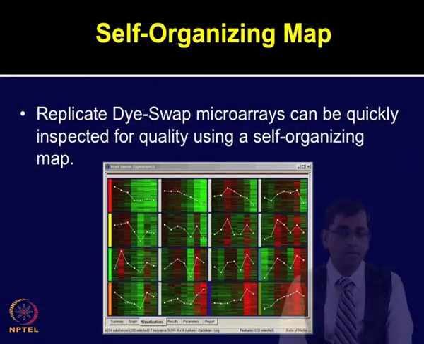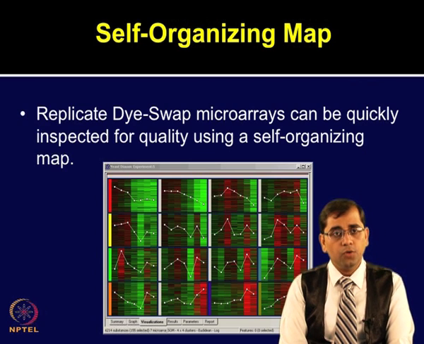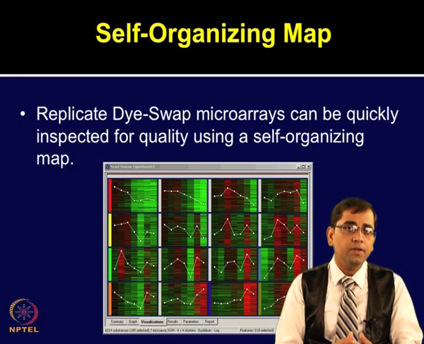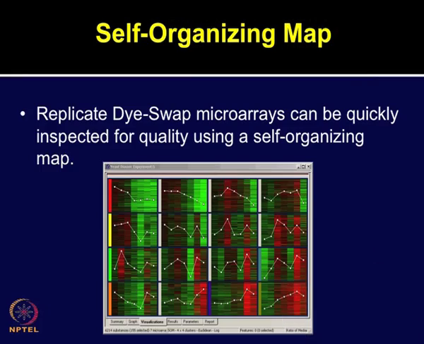Self-organizing maps. In a microarray experiment, it is important that you perform dye swap experiments to avoid any effect of Cy3 or Cy5 dye labeling, so that there is no bias for labeling in control and the treatment groups. To replicate dye swap, microarrays can be quickly inspected for quality by using a self-organizing map such as the one shown here in this slide.